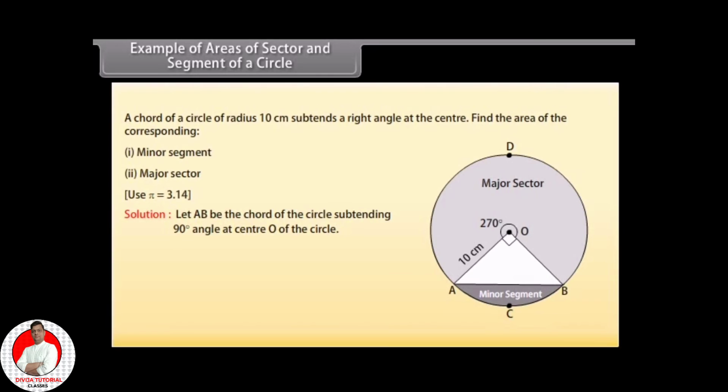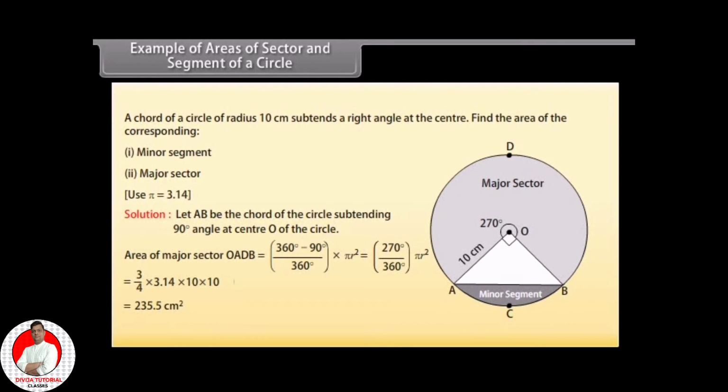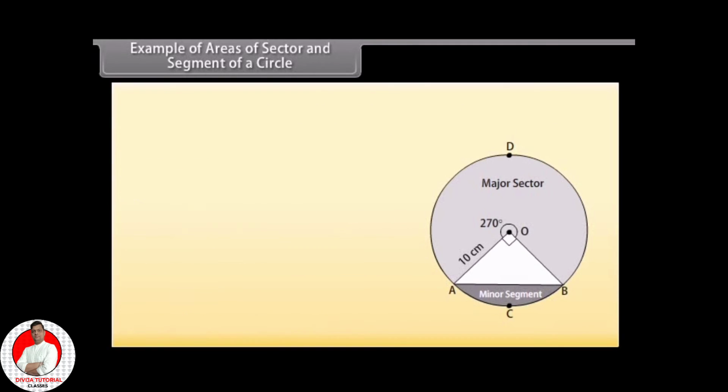Let AB be the chord of the circle subtending a 90-degree angle at center O of the circle. Area of major sector OADB is equal to 360 degrees minus 90 degrees, whole upon 360 degrees, into pi r squared, which equals 270 degrees upon 360 degrees into pi r squared, which is equal to 235.5 centimeters squared. Area of minor sector OACB is equal to 90 degrees upon 360 degrees into pi r squared, which is equal to 78.5 centimeters squared.